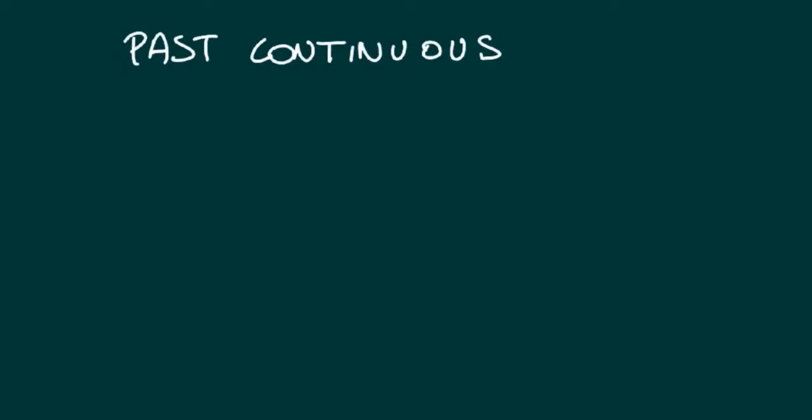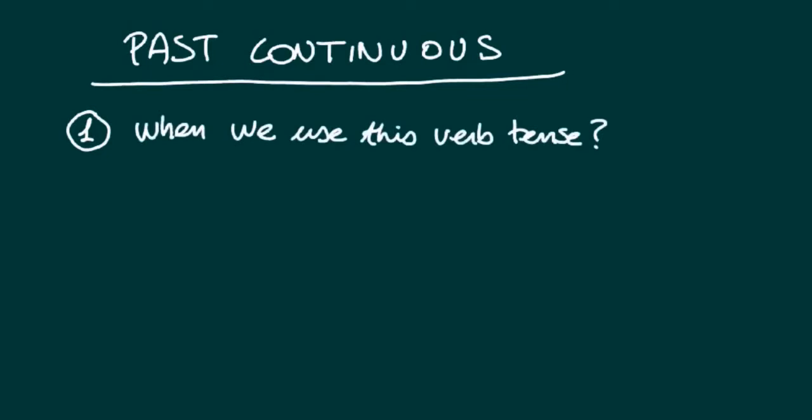Past continuous. Hi, I'm going to show you how to use the past continuous tense, a very useful tense when we want to say things happening in the past. Remember that in each verb tense we must know three things. 1. When we use this verb tense.